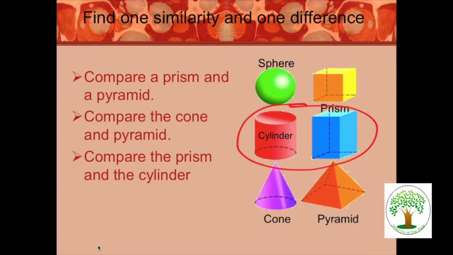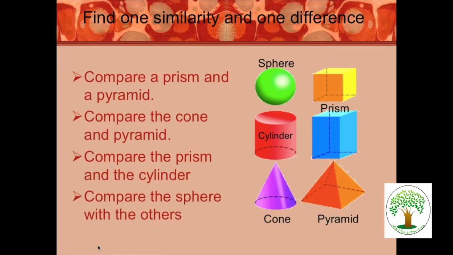These also have faces that go around, as opposed to this, which also has something that goes around the bases. Okay, let's compare the sphere to everything else. It's completely round. It has no points at all, no sides at all, no bases at all. It is totally unique compared to all of these.